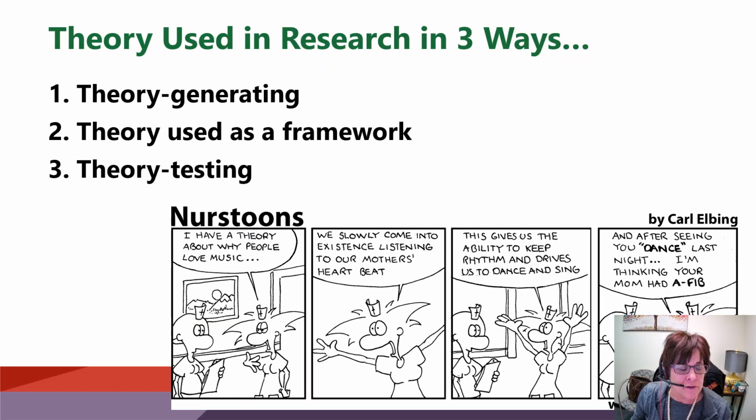Then we talk about how theory is used in research in three ways. Nursing research studies individuals and the interactions they have with their environment to discover interventions that promote optimal functioning and self-care. The goal is to foster maximum wellness. To do this, theory is used in research in three different ways. It can be theory generating, it can be used as a framework, or it can be theory testing.